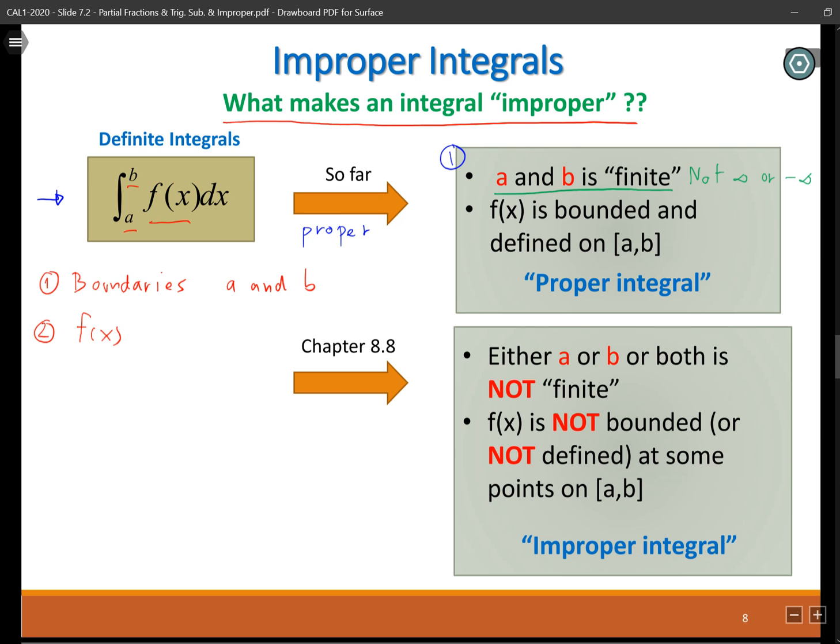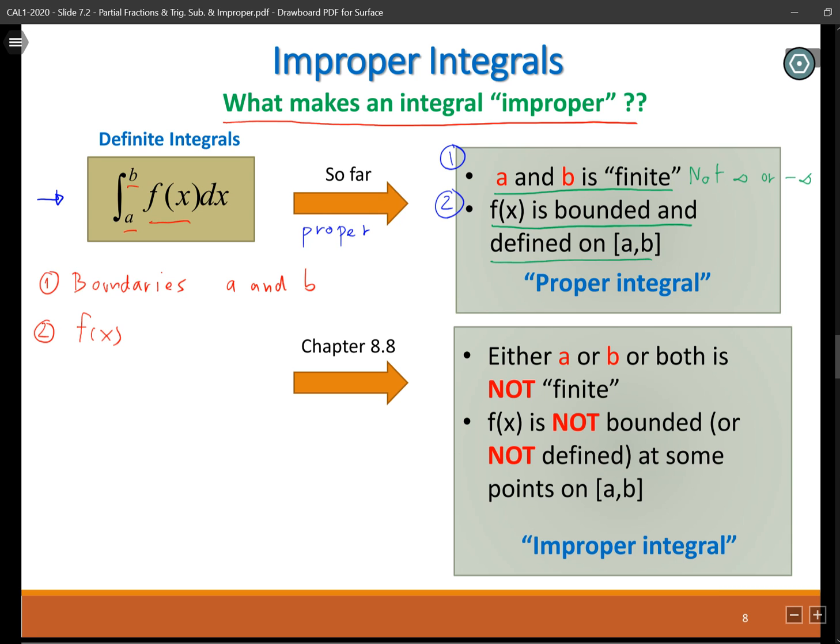Alright, the next thing is about the function itself. So let's take a look here. Number 2, condition 2. What about the function? Alright, for an integral to be proper, the function has to be bounded and defined. f(x) has to be bounded and defined on the interval of integration from a to b. Bounded and defined, it means that your f(x) cannot diverge to infinity or diverge down to minus infinity. It has to stay in bounds.